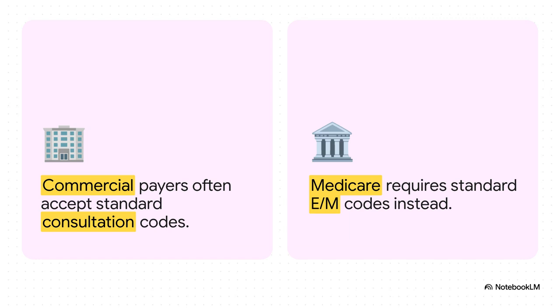But knowing the 3 R's isn't quite enough. You really have to know who's actually paying the bill. See, commercial payers generally accept standard CPT consultation codes. Medicare, though, they flat out reject them. So for Medicare, you have to report the appropriate outpatient or inpatient E/M code instead, and then you're going to append modifier AI to identify the principal physician. Missing this little distinction is going to guarantee a claim denial for sure.